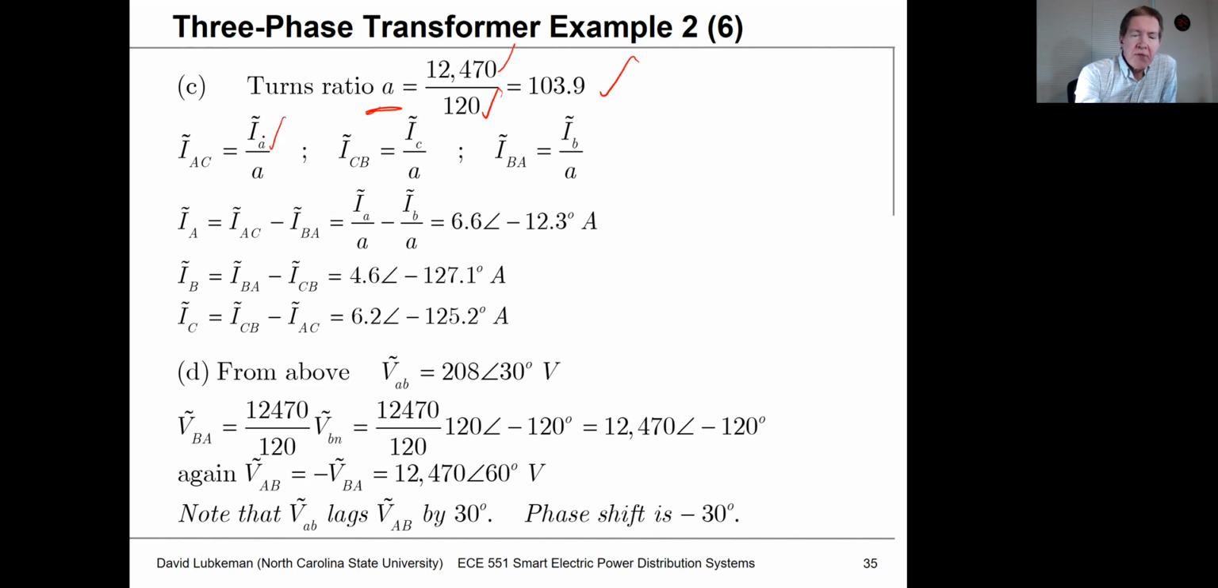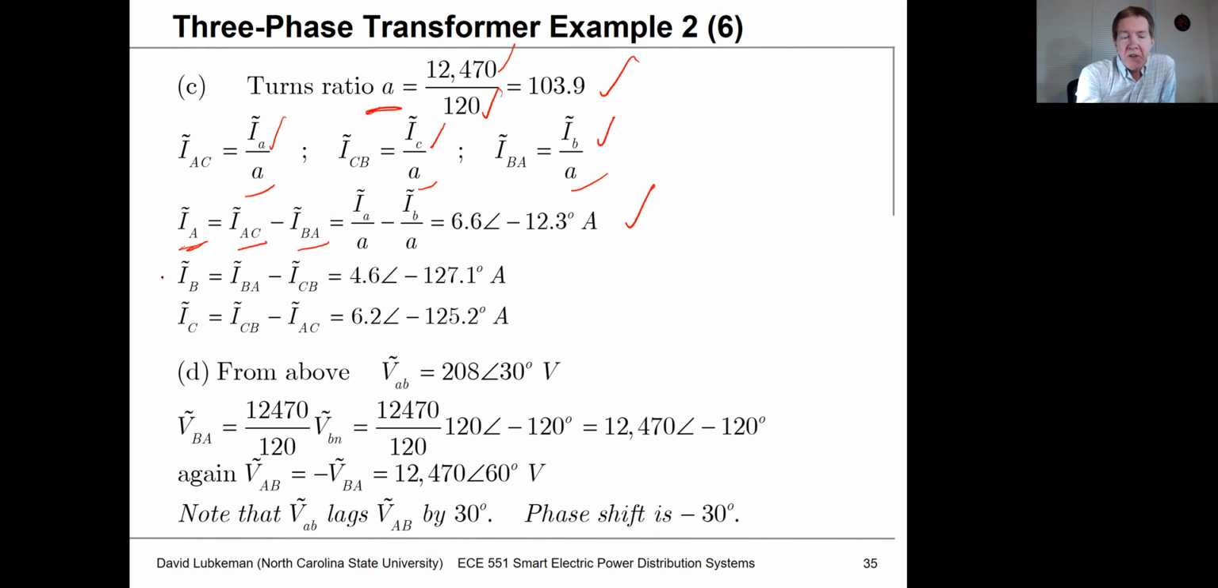And so where I have IA, IC, and IB on the secondary side, if I divide by the actual turns ratio, then what I'm going to get is what these single phase transformer currents are on the high side. And then I make use of the fact that IA, the line current, is IAC minus IBA using Kirchhoff's current law. If I substitute in, this gives me 6.6 amps at minus 12.3 degrees.